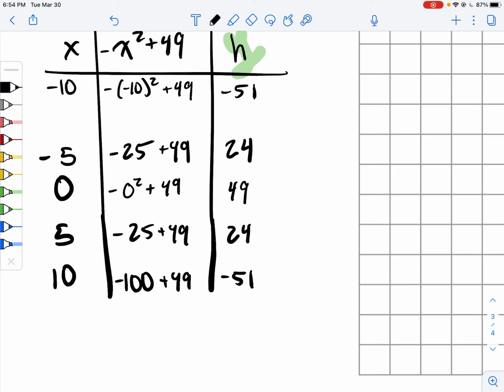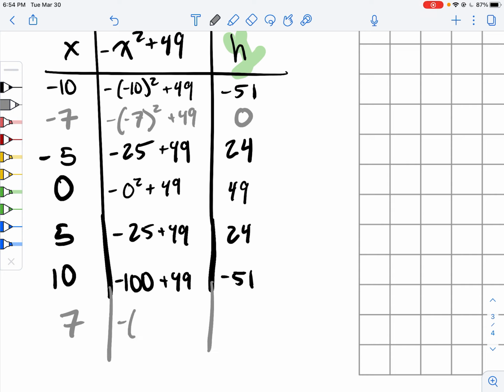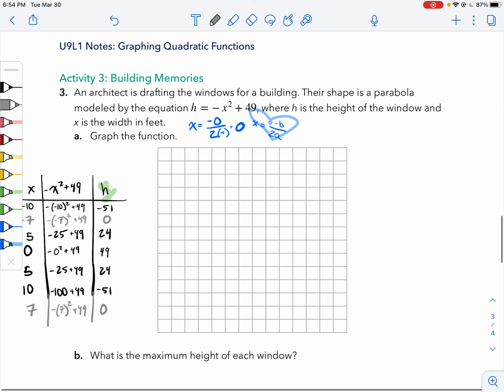Interesting. Let's throw one more in, all this dealing with 49. What if we plugged in -7? -7 squared is 49, so -49 plus 49 is 0. What if we plugged in 7? Well, we'd get -7 squared plus 49, which is -49 plus 49, is 0. Oh, check that out. Fun, right?